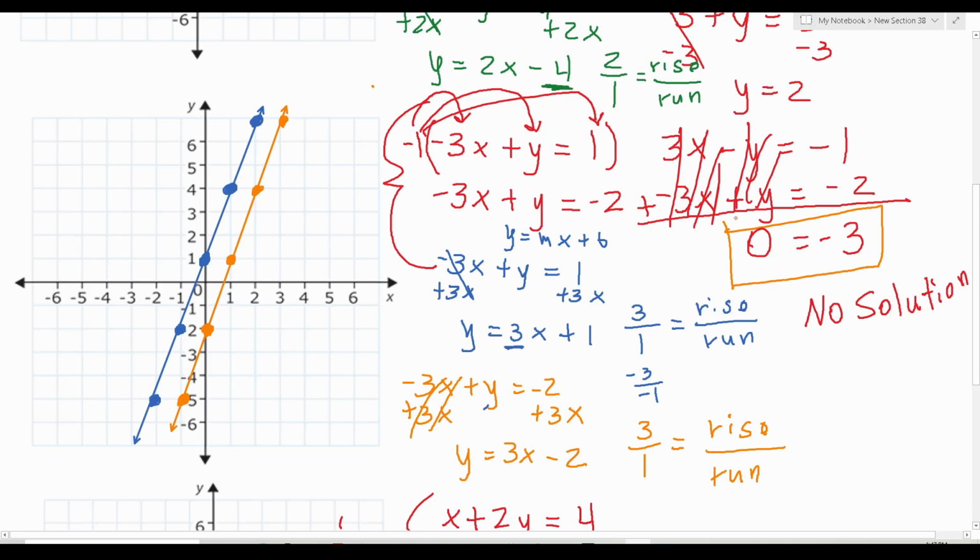What's another way you can quickly tell that these lines are parallel? Well, let's look at our two equations right here. Parallel lines have the same slopes. And the slope right here is positive 3. The slope right here is positive 3. So given that the slopes of these equations of lines are the same, you could have also saved yourself all this work and said, these are parallel lines, therefore they have no solution. Okay, so again, that's a case where there's no solution. Let's go ahead and take a look at the third example now.